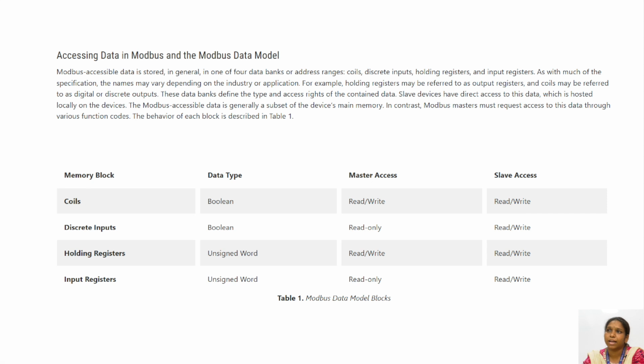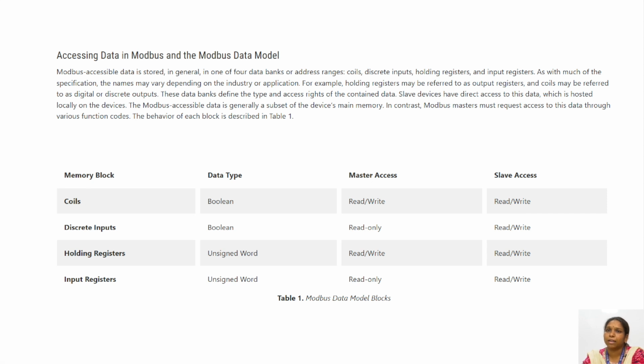Slave devices have direct access to this data, which is hosted locally on the devices. The Modbus accessible data is generally a subset of the device main memory. In contrast, the Modbus master must request access to this data through various function codes. So the behavior of each block is shown in the table.